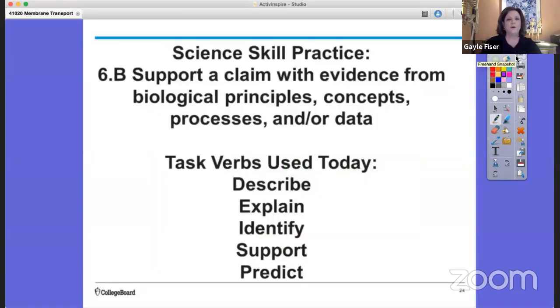All right, so that was content, we're done with content. So we've done warm up and we've done content. So now we're going to do some FRQ practice. They're really short ones for this. I couldn't find us anything really long and meaty. I know you're disappointed. All right, so science skill practice 6B, support a claim with evidence from biological principles, concepts, processes, and or data. The task words we're going to use: describe, explain, identify, support, and predict.